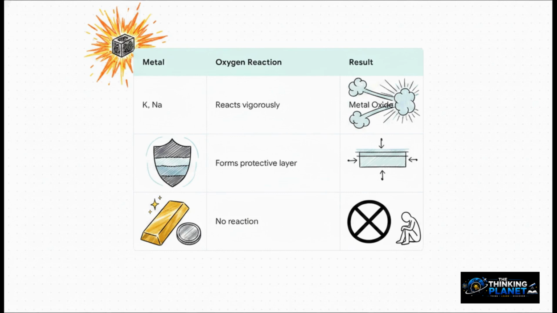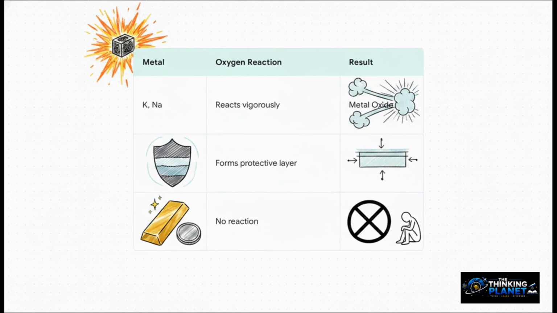Then stepping down to the middle tier, you've got magnesium, aluminum, and zinc. When they react with oxygen, they don't just burn away indiscriminately. Instead, they form a thin, highly protective oxide layer right on their surface. And this layer is brilliant because it actually protects the inner, unreacted parts of the metal from further oxidation.